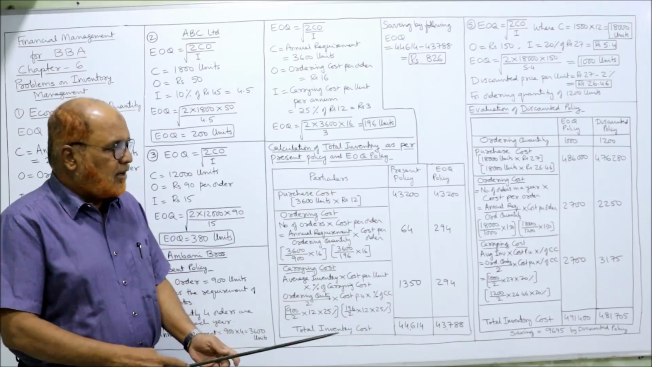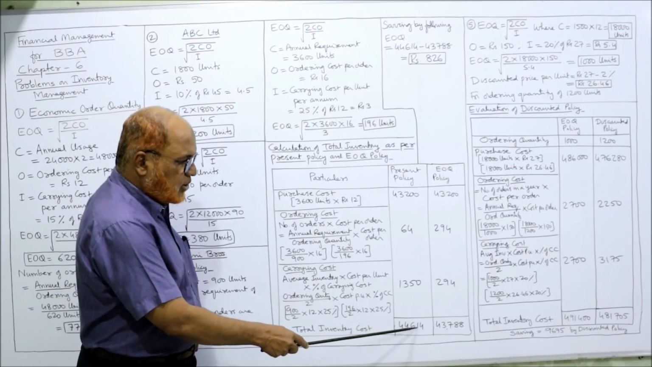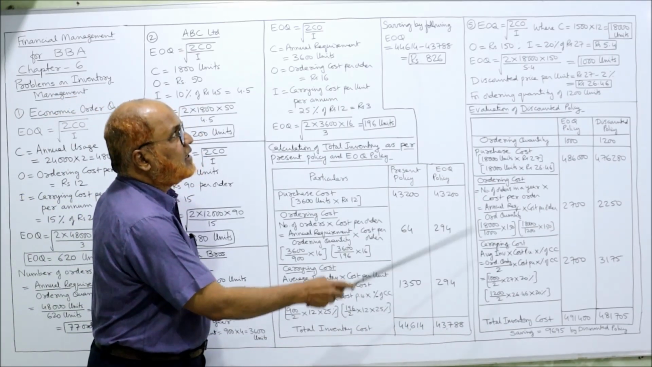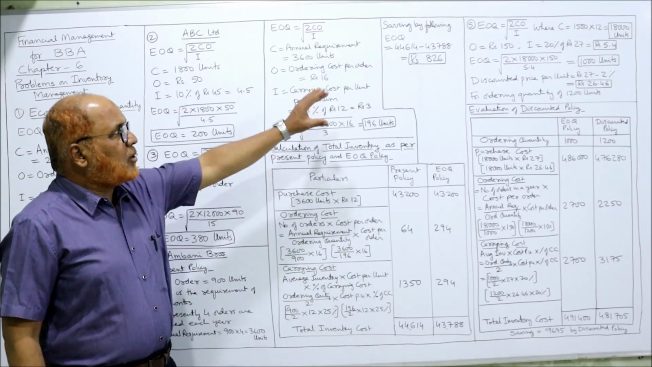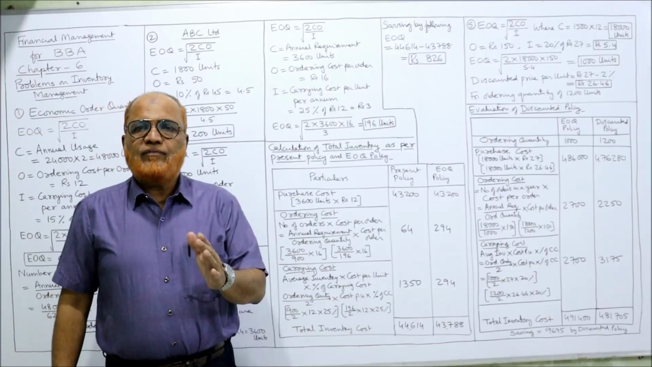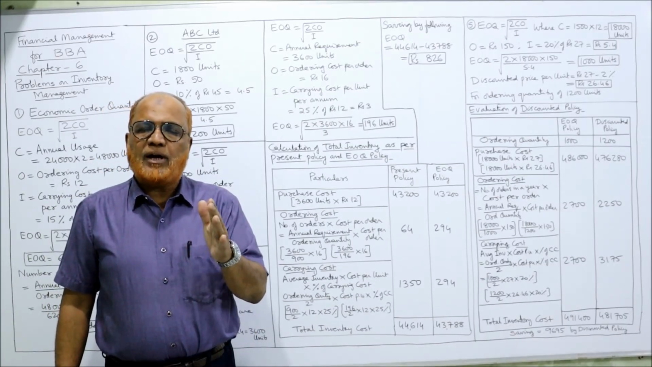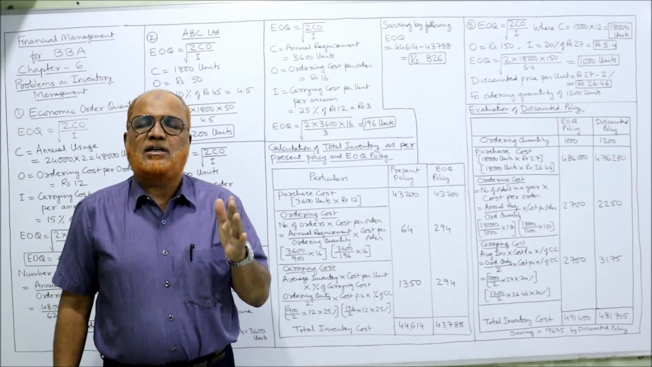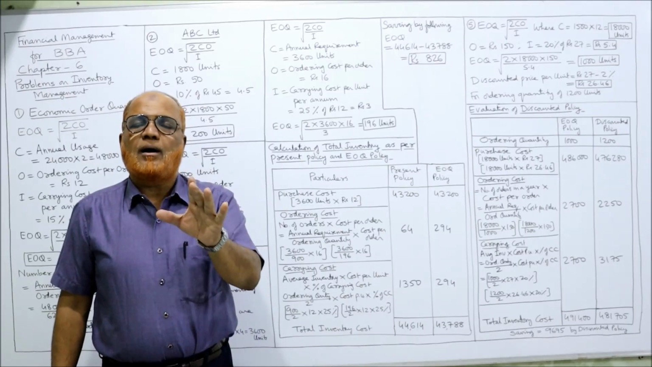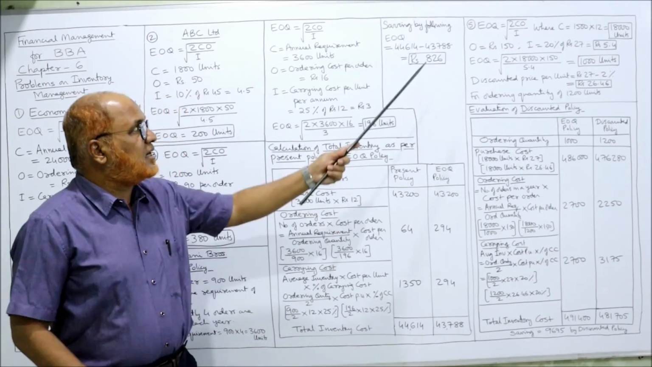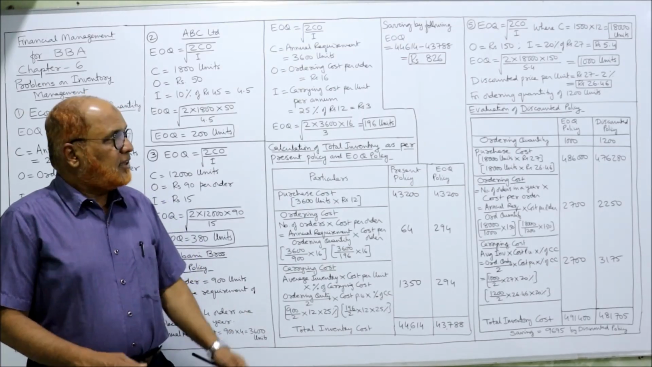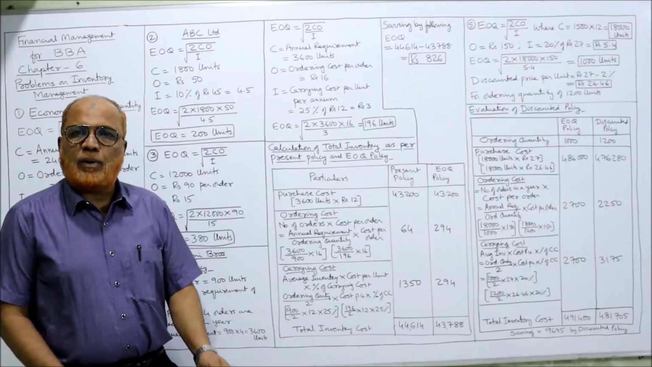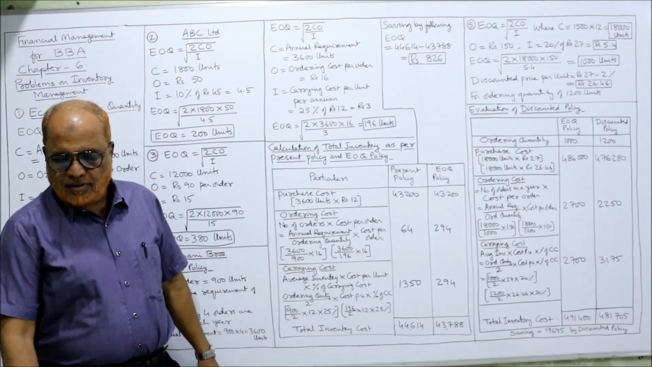How much is the saving? 44,614 minus 43,788, 826. So conclusion you should write down: if the company follows economic ordering quantity policy, EOQ policy, then the company will save 826 rupees per annum. Right? This is the method of solving the problem of inventory management.